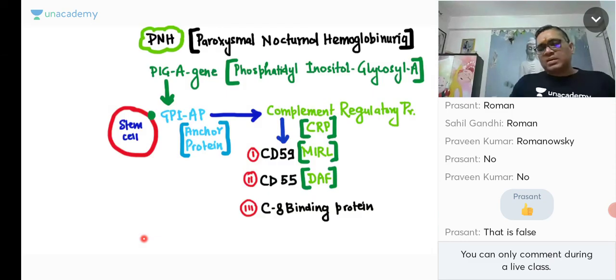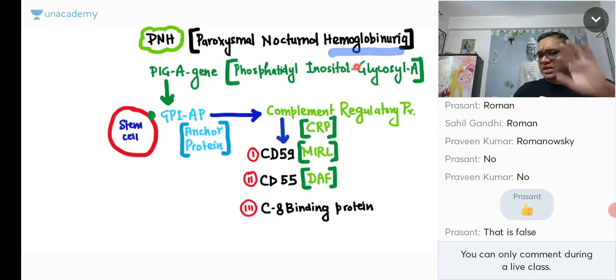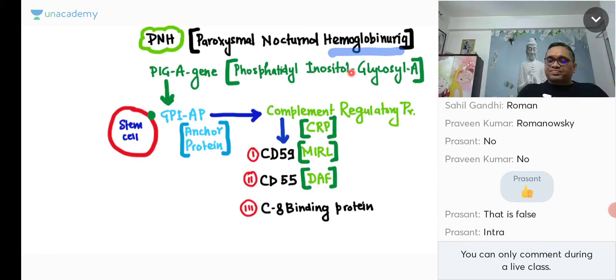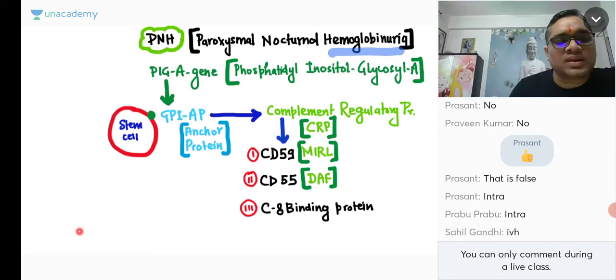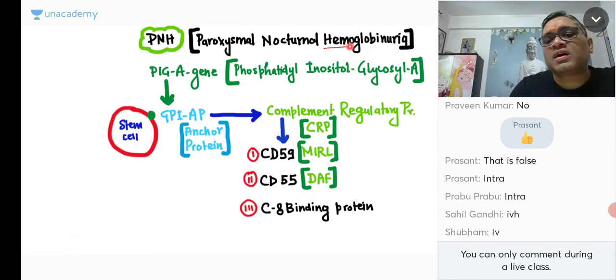Coming to the next anemia. The next hemolytic anemia is paroxysmal nocturnal hemoglobinuria, right? Paroxysmal means fits of the symptoms. Nocturnal is night. Hemoglobinuria is hemoglobin in urine. So after seeing this name, if I ask you which kind of hemolysis will be seen in PNH, intravascular or extravascular? The name itself is telling hemoglobinuria, so this is an intravascular hemolysis.